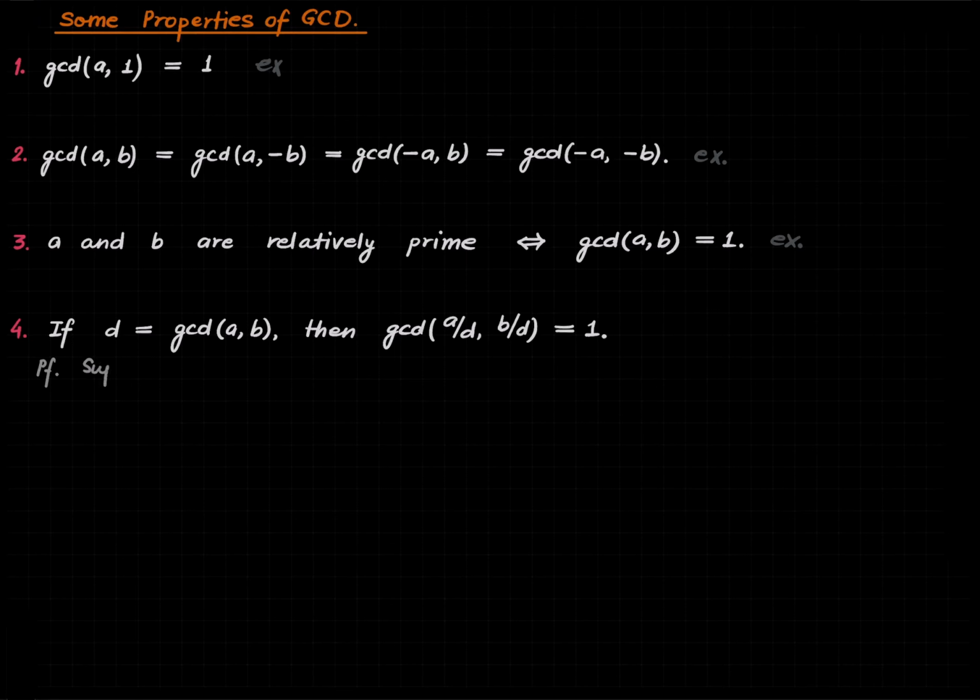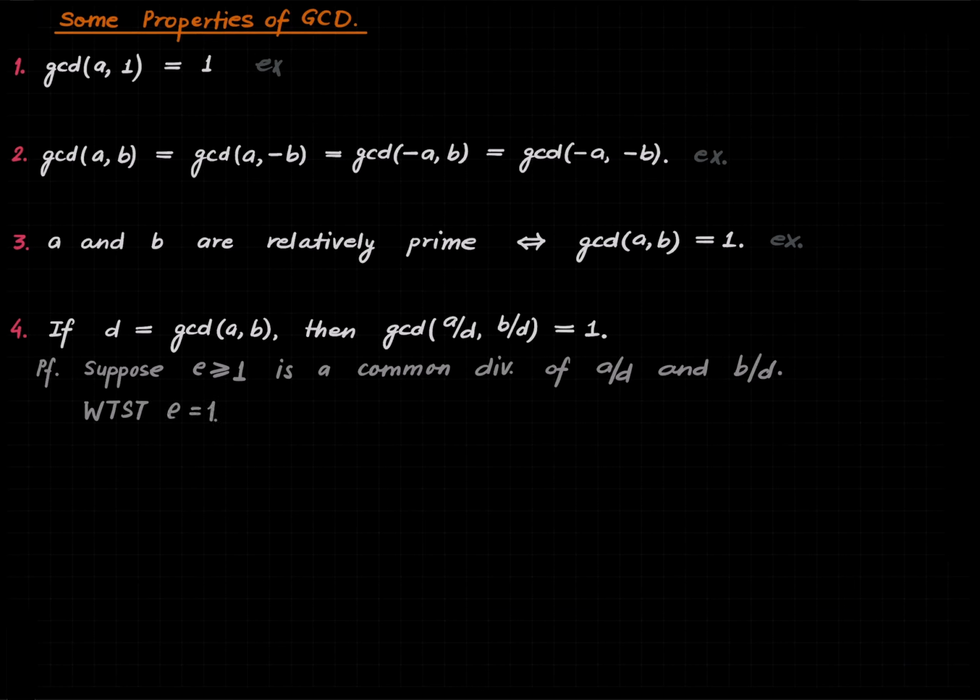Suppose E greater than 1, and by E I don't want to confuse you with Euler's number or anything. E is just supposed to be a positive integer here. Suppose E is a common divisor of A by D and B by D. We want to show that E is equal to 1.